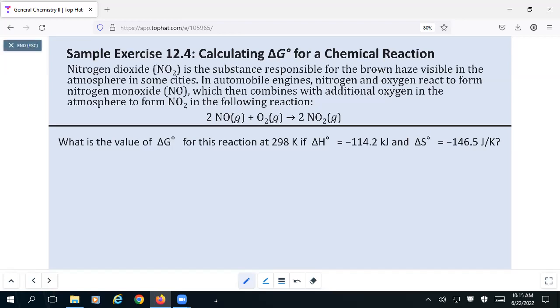So this is a very straightforward application of the Gibbs free energy equation. Delta G is equal to delta H minus T delta S. We are being given the delta H, negative 114.2 kilojoules. We are given the temperature, 298 Kelvin. And we're being given the delta S value, negative 146.5 joules per Kelvin.